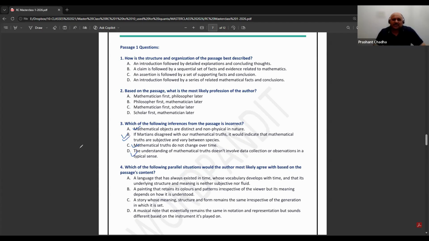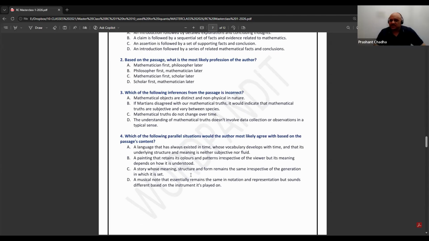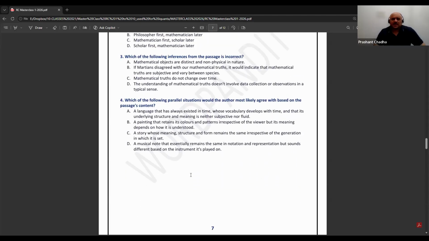Which brings us to another type of question. On purpose, the first is a structure question, the second is a profession question, the third is an inference question, the fourth is a parallel situation question. I've done this on purpose, right? Different types of questions. The question type itself is changing. So which of these confused you in the fourth question?